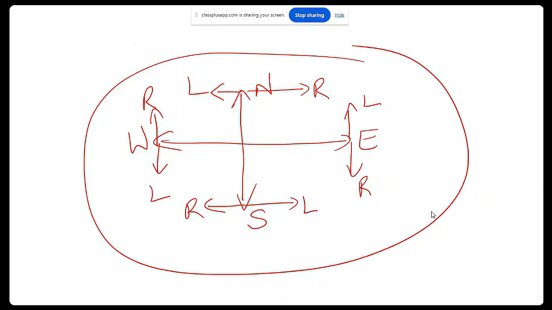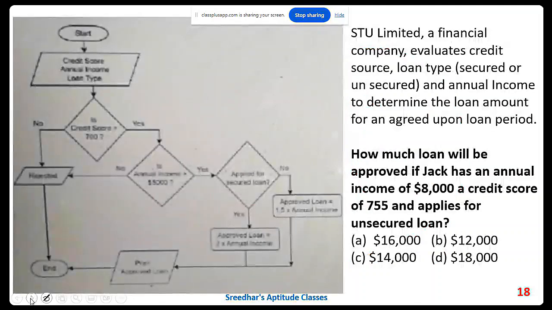Okay, right. I hope you understood. Yes. Next question. Another flowchart related question. Again, I'll write it for you.